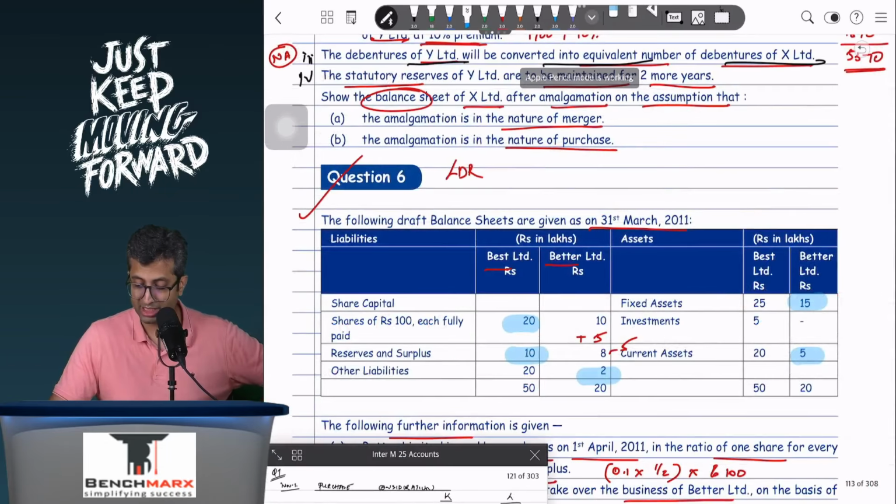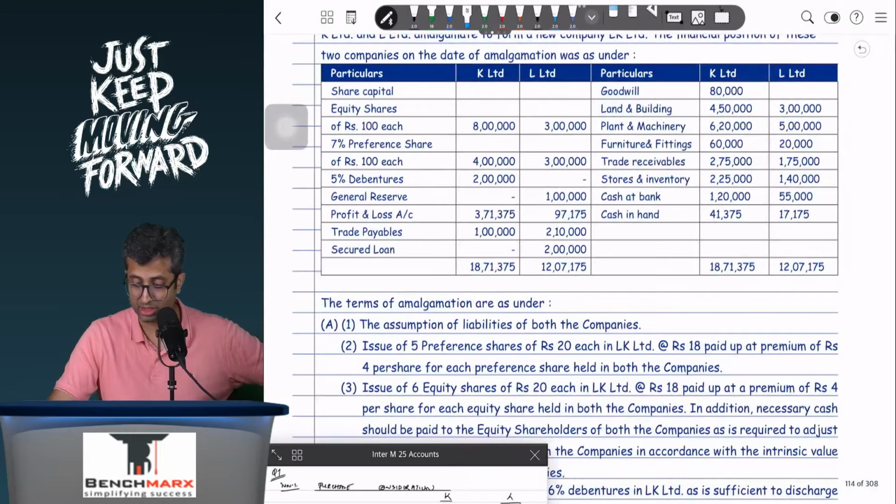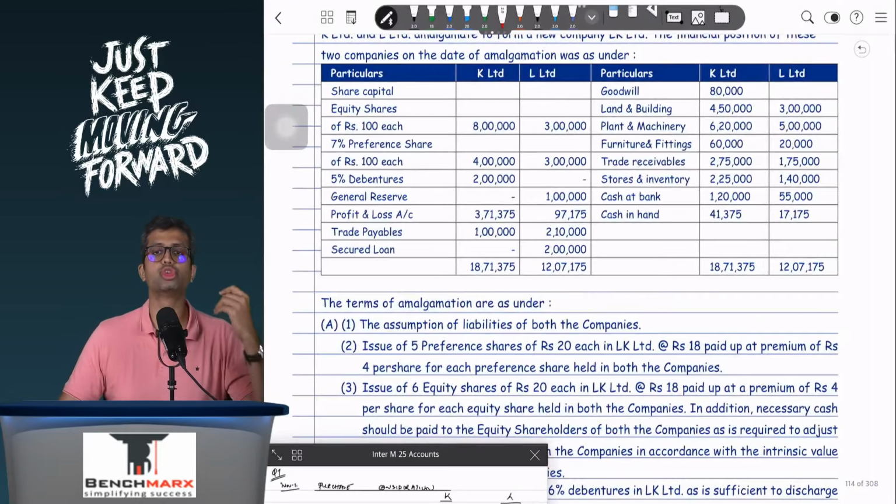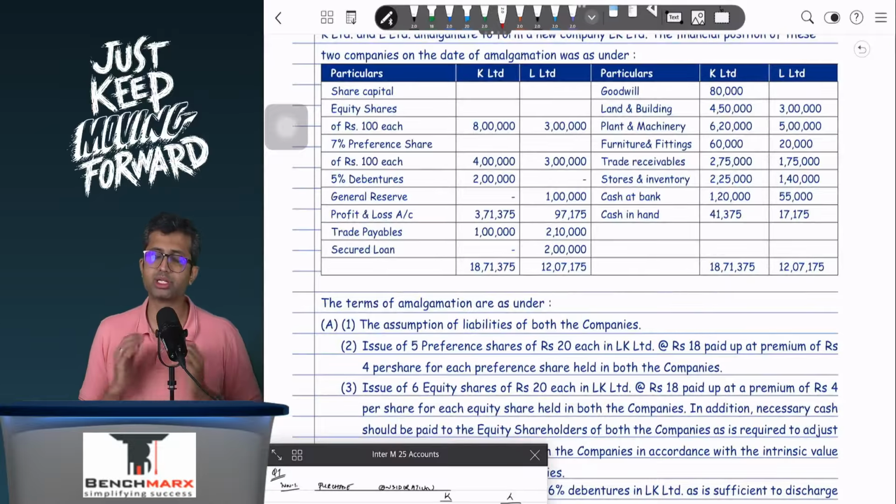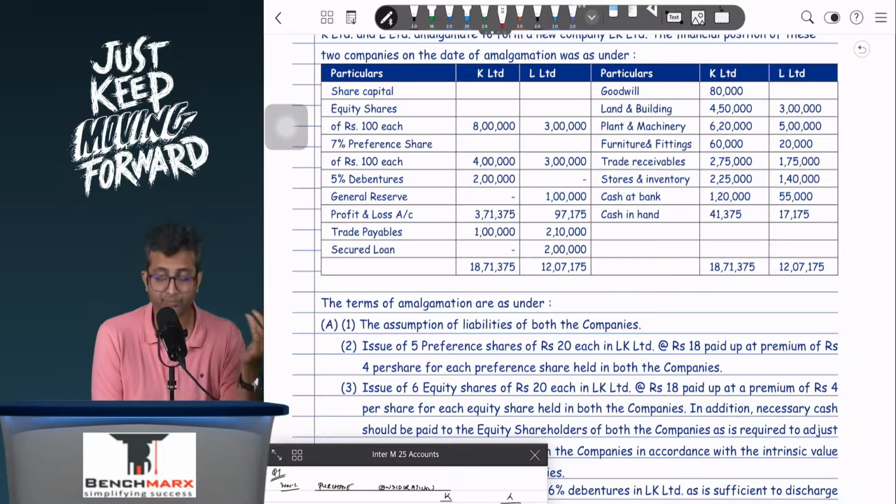Now, next you will go to question number 7. In question number 7, you are going to issue shares at a premium. However, these may be partly paid up shares. So over here, it is possible that your shares have a face value of 10. Let's say the agreed fair value is 15.